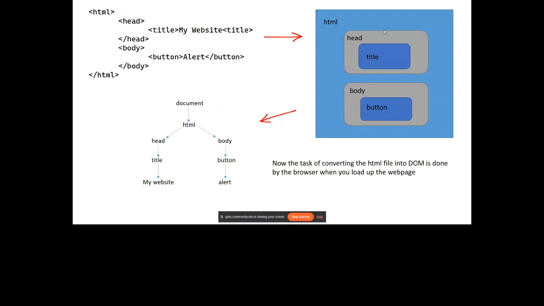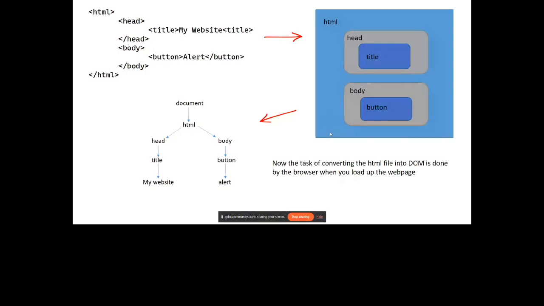This is a simple, quick HTML code, where there is a head, and inside the head there is the title of my website, and in the body there is a button, an alert button. We can visualize this HTML in this blue figure. There is a big slab of HTML, and inside that HTML there are two subblocks, head and body, and inside the head there is a title, and in the body there is a button.